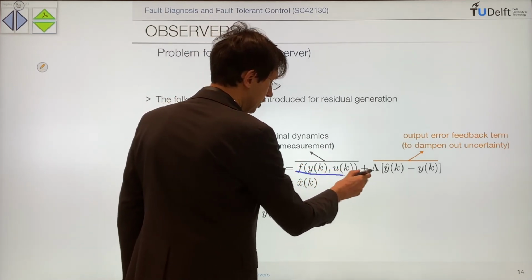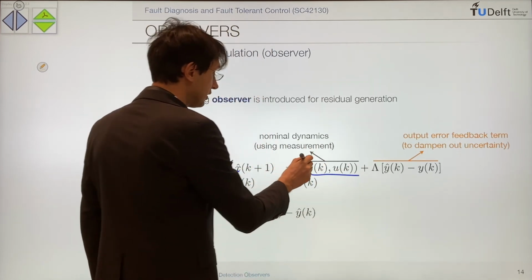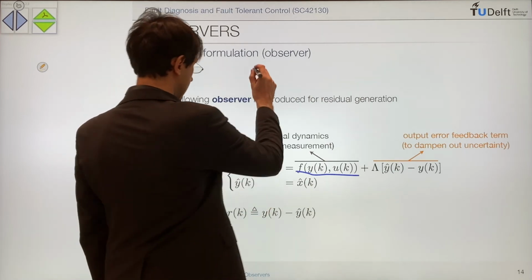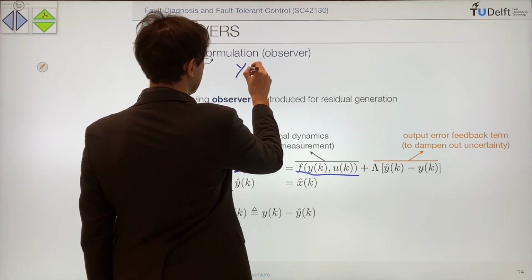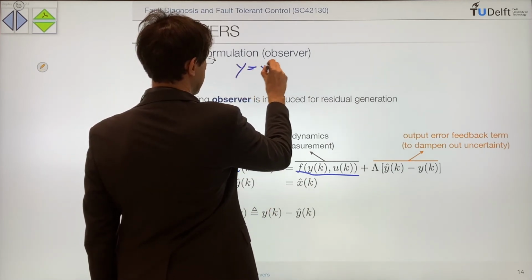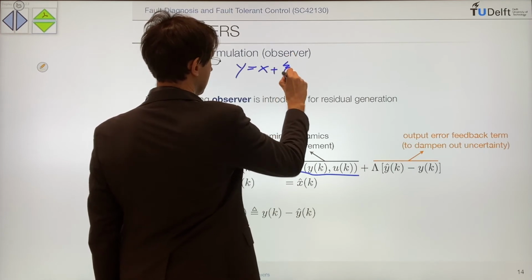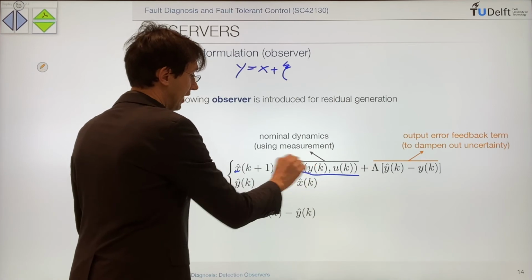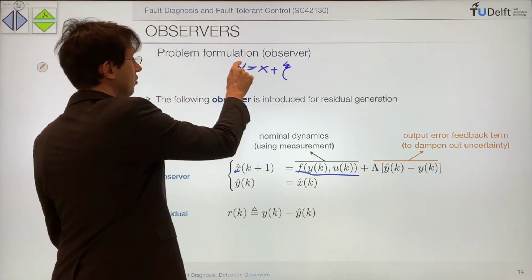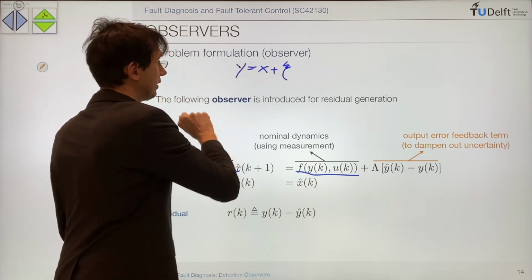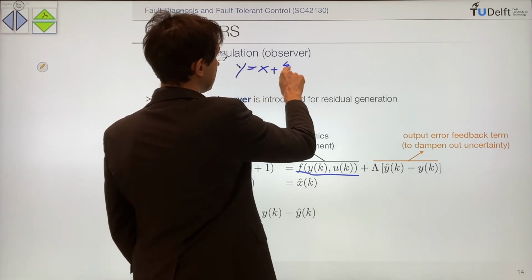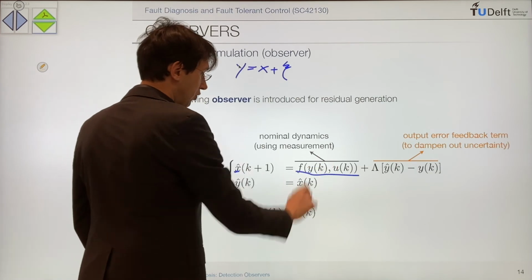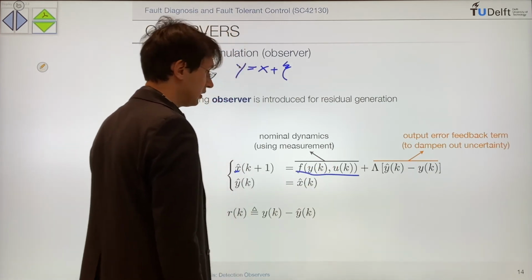We apply the nominal dynamics on the measurement. And we can do that because we have this assumption, you remember, that y is equal to x plus xi. So we would need to apply that to x, but as we know y, we can apply it to y. We are just introducing some uncertainty because the measurement is noisy. u we know because it's computed by the control system.